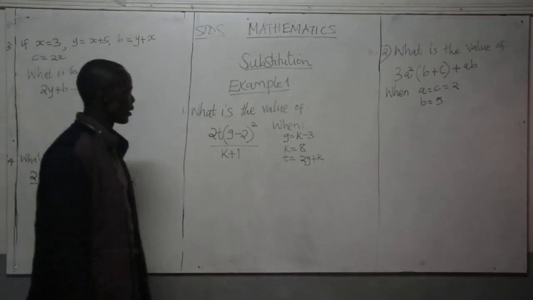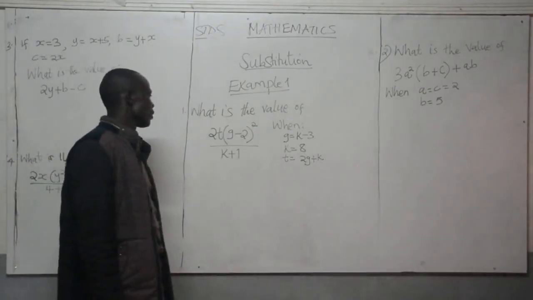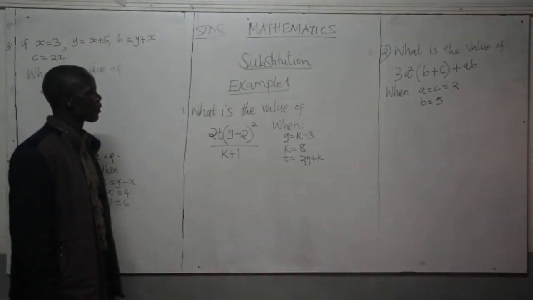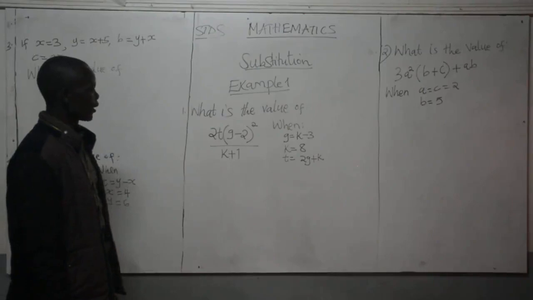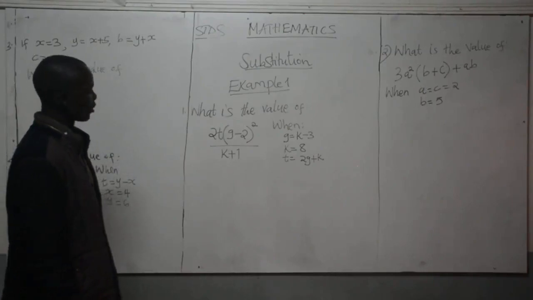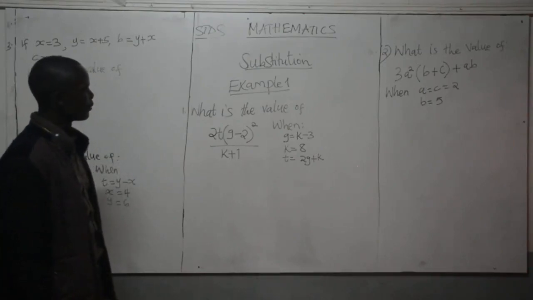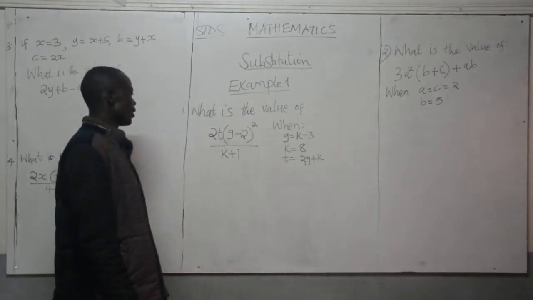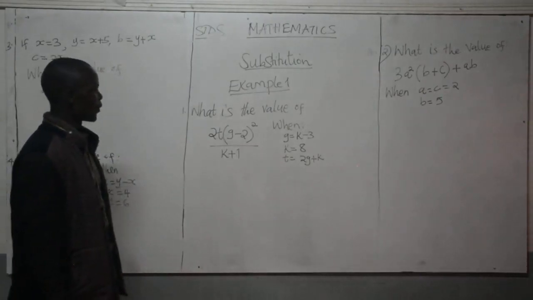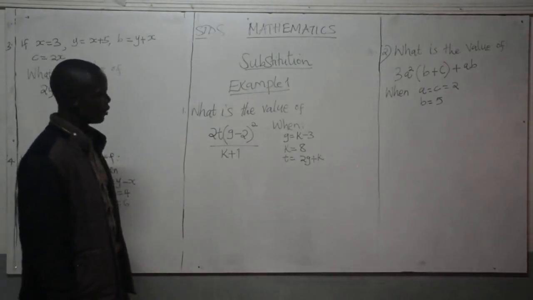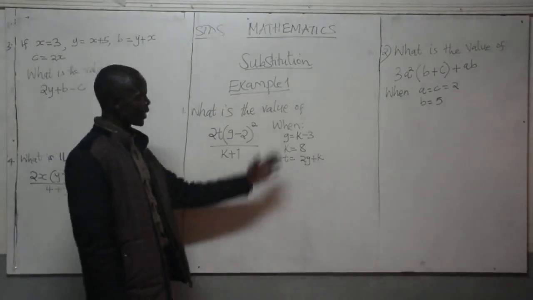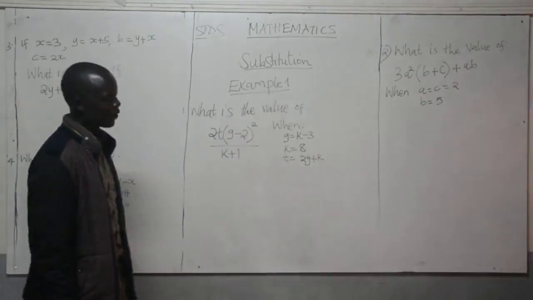Example number 1 says, what's the value of 2t, that is g minus 2 in brackets squared, all of this divided by k plus 1? To substitute actually means to replace.